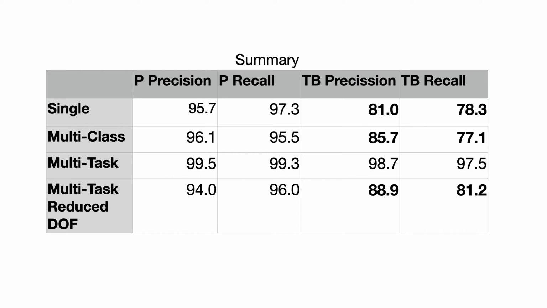Here is a summary of the results. We will focus on the TB side because there's 10 times less data. And so we can see for single precision it was 81. In the multi-class precision, it went up almost 4%. And then in the multitask reduced degree of freedom, it went up almost 8% from the single model.